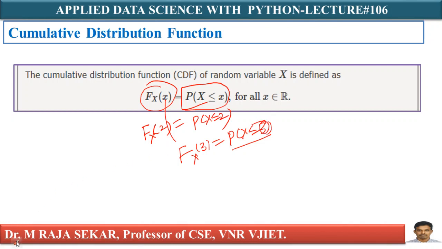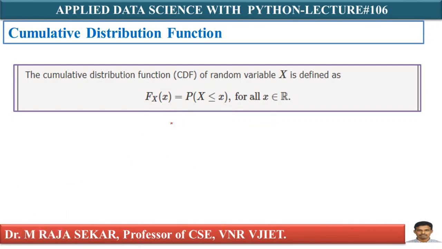Anyway, I will discuss this definition in detail. For the time being, just understand that capital F of small x equals P of capital X less than or equal to small x, where small x is a value of capital X, for all x belonging to the real number system. We will try to analyze this. Before understanding, let me say a few points.